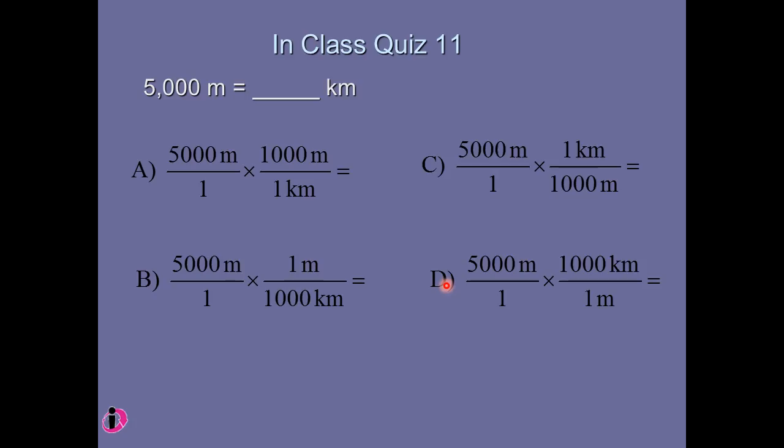5,000 meter, so we are trying to convert it to kilometer, right? Which might be the right conversion factor? Okay, C is right, yeah, sure. So it will be 5 kilometer, right? If I do the math. So C is the right answer.